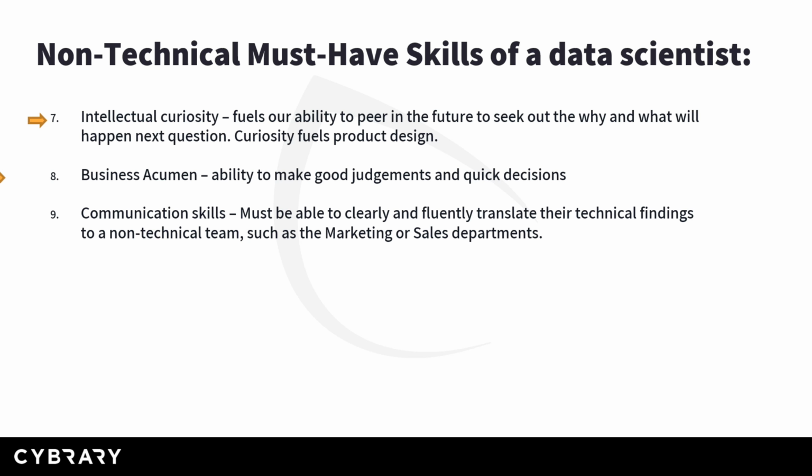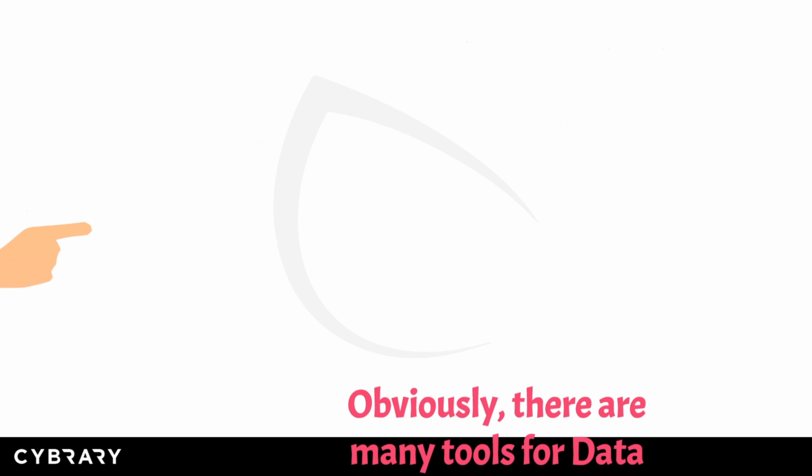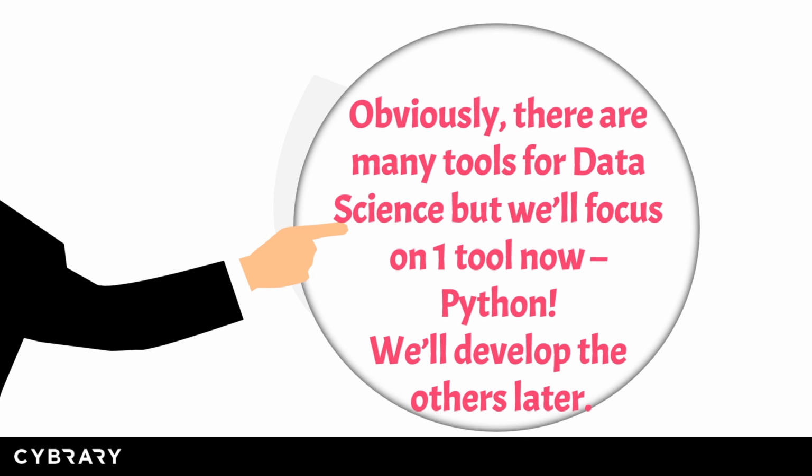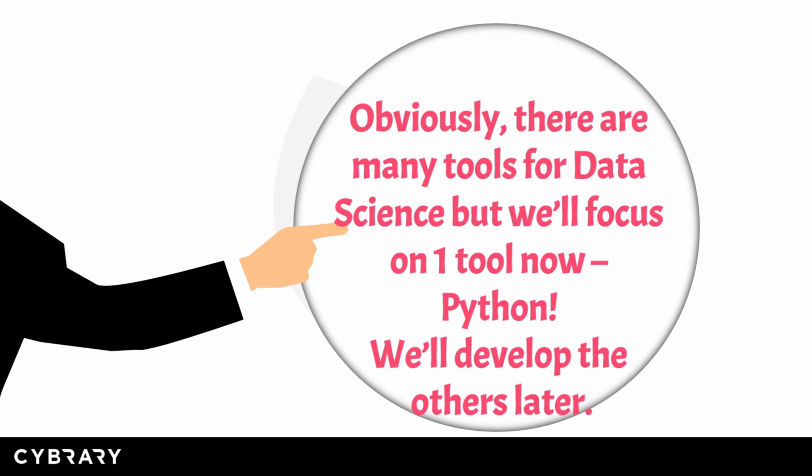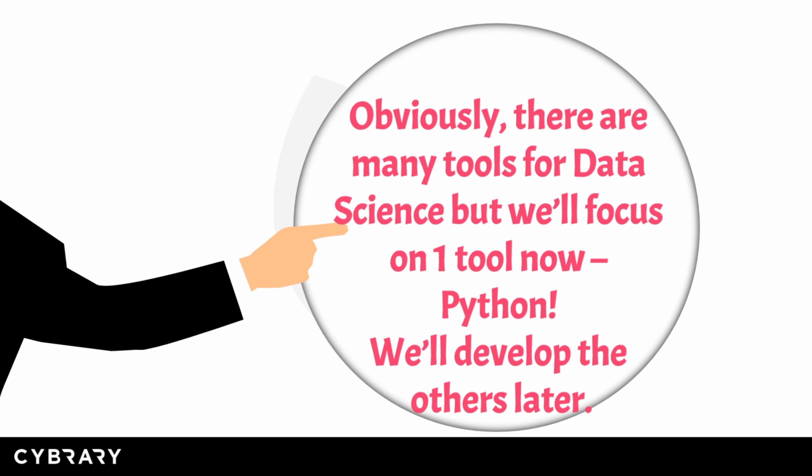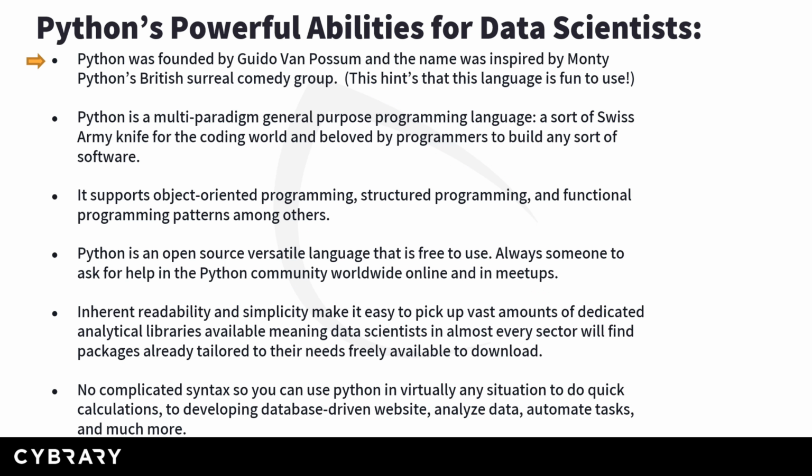They also have to have the ability to make good judgments and make quick decisions and have very good communication skills because often they'll be communicating with non-technical staff such as marketing and sales staff. There are obviously many tools for data science, but we'll just focus on Python now and then we'll develop the others later. Why is Python so powerful to data scientists?